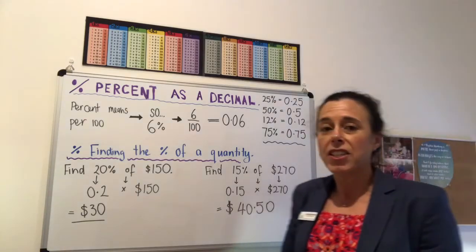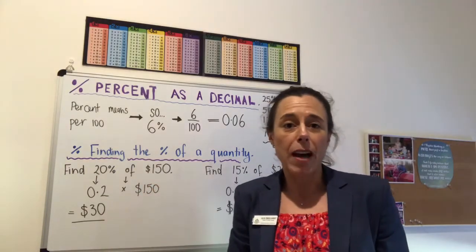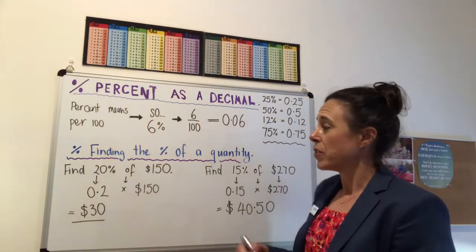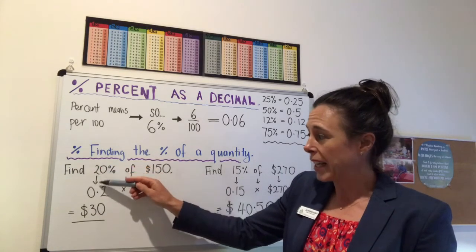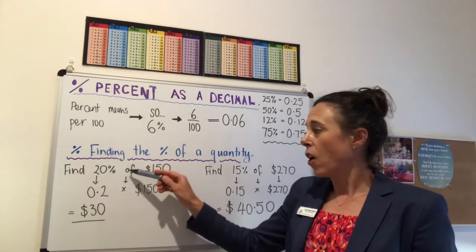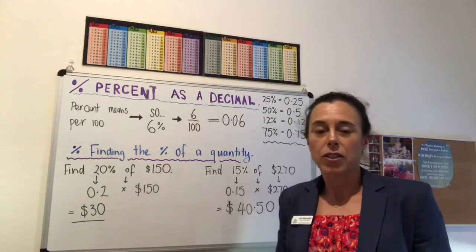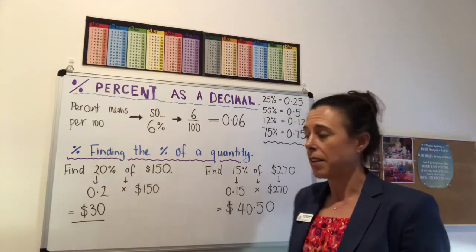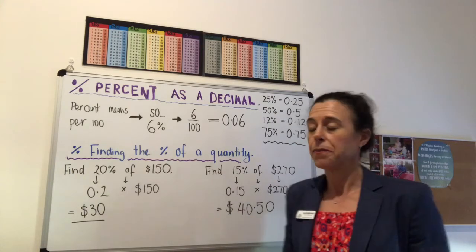Now when we want to find the percentage of a quantity, the first thing we're going to need to do is convert our percentage into a decimal and then multiply our decimal by the total. So if we're finding 20% of $150, the first thing we're going to do directly underneath is we're going to say, okay, 20% is a decimal of 0.2. Of always means multiply, so of means times, and 150 is the amount we're trying to find the percentage of. So 0.2 times 150 into your calculator or in your head if you can, gives us $30. So 20% of 150 is $30.